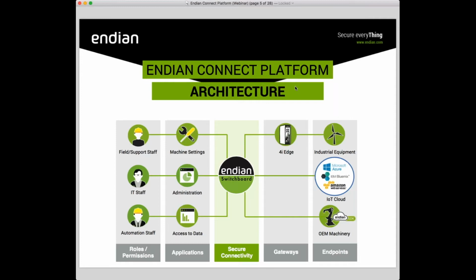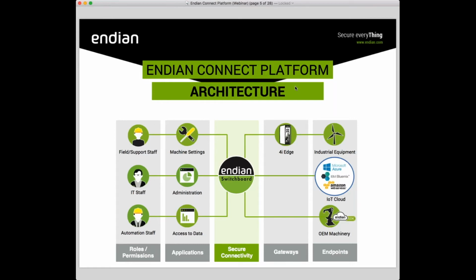And then you can see that the hub of the entire architecture is what we call the Connect Switchboard, the Endian Connect Switchboard. It's the hub that connects everything together. So your users are on the left, your devices and field equipment are on the right, and tying all this together is the central component called the switchboard. And we're going to talk about all of these things in more detail as we go through.